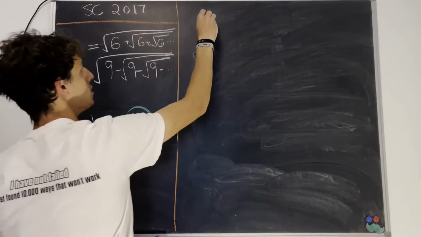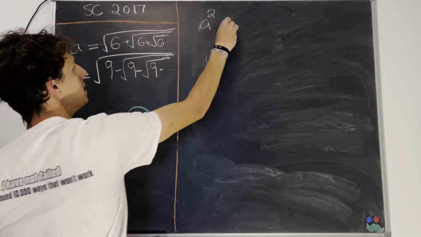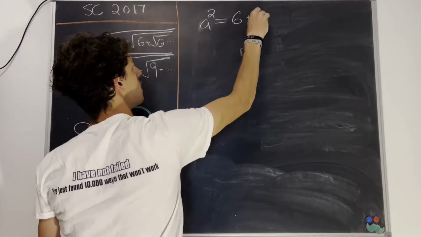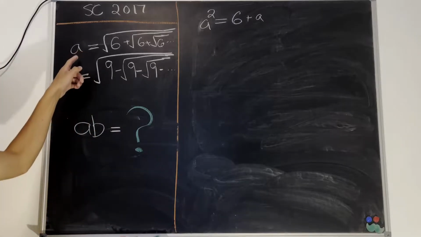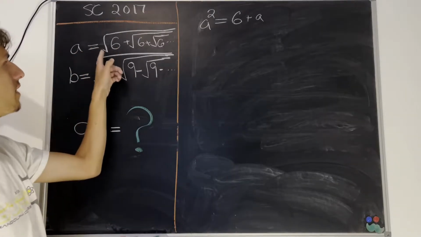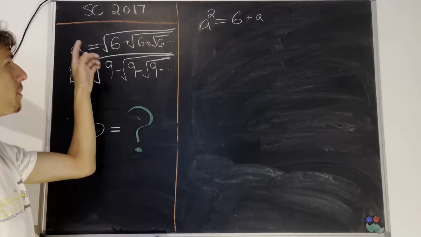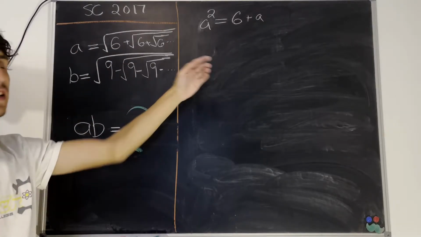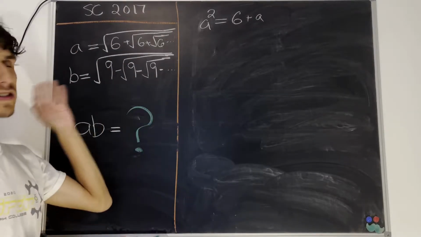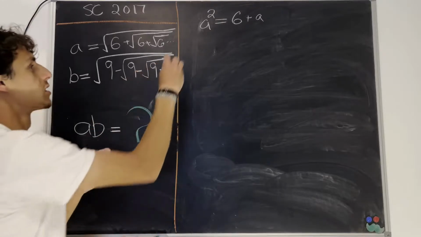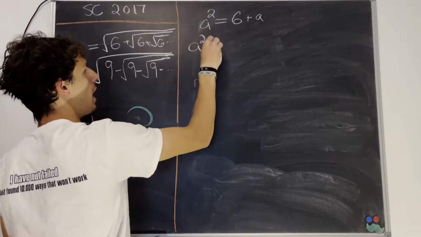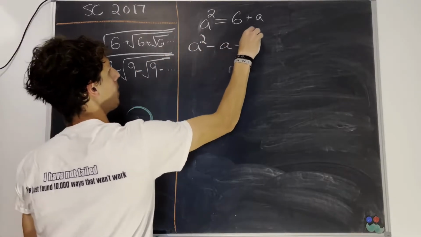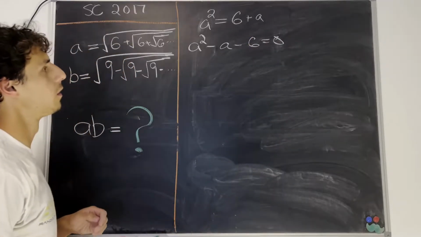First, what we want to do is notice that a squared is equal to 6 plus a. We can see this because when we take the square of a, this outside square root goes away, but then we have 6 plus infinite square roots of 6 plus square root of 6 continuing on afterwards. But now we can solve this quadratic equation for a. So we'll have a squared minus a minus 6, which is equal to 0.